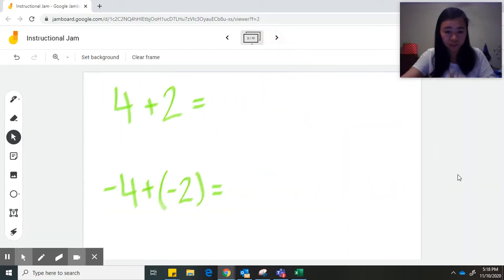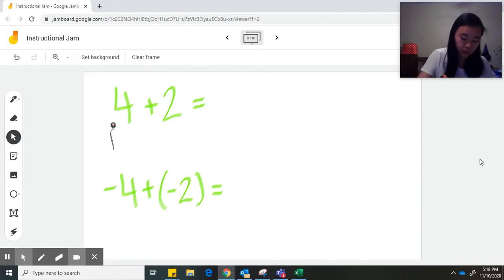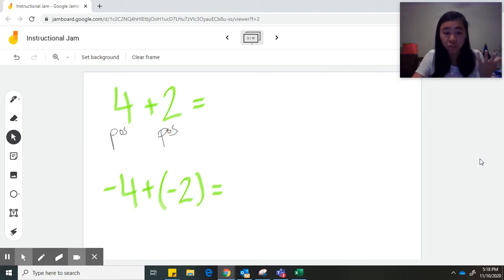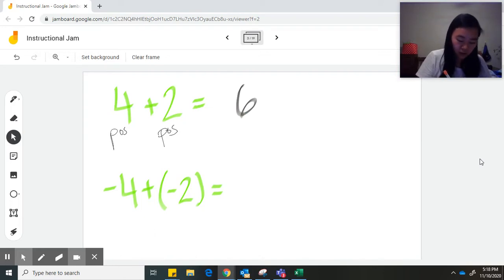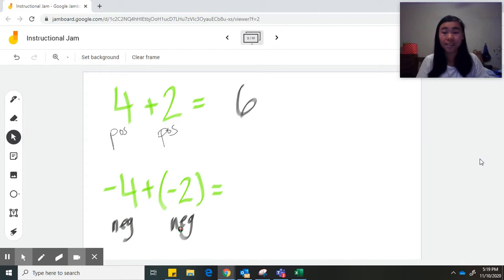Okay, so let's do this example here. If we have a positive 4 plus a positive 2, okay, so these are both positives, our answer is going to be just going to add, it's going to stay positive, positive 6. If we have a negative 4 and a negative 2, okay, same sign, you're just going to add them, 6, and it's going to keep the sign, keep the negative, okay?